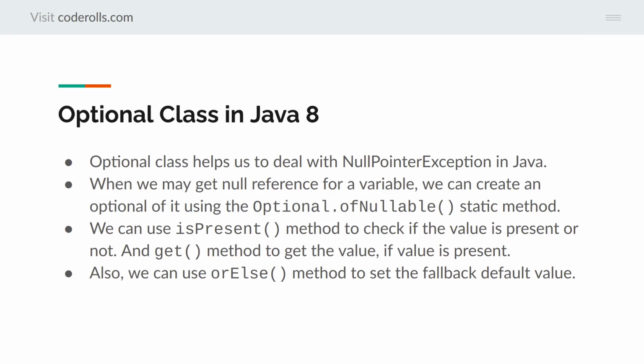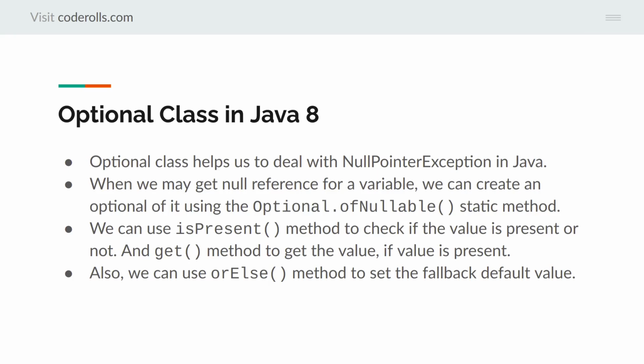If we have a variable which could be null, we can create an Optional of it using the ofNullable method. Then we can check if the value is present or not using the isPresent method. And if the value is present, we can use the get method to get the value.